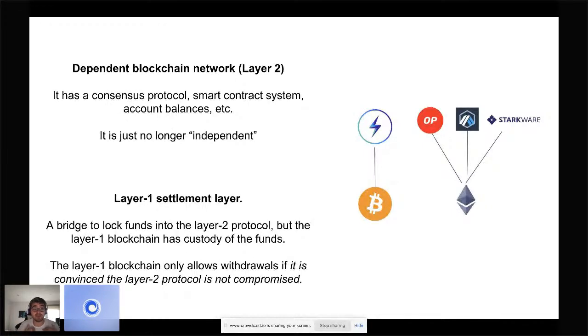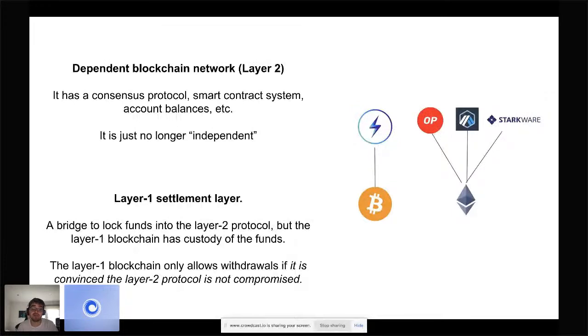So the basic idea is that I'm on Ethereum. I lock funds into the layer 2 protocol. I transact on the layer 2 protocol as much as I want. Now, when I want to take my funds from the layer 2 system back to Ethereum, the layer 2 protocol has to convince Ethereum that every single state transition, anything that's ever occurred on the layer 2 network is valid, it's not compromised, and everything is Safu. And once Ethereum is convinced that no fraud has occurred on the layer 2 system, it will then accept the withdrawal transaction and it will send the funds to me. So really, the layer 2 protocol has to convince Ethereum that everything is valid.